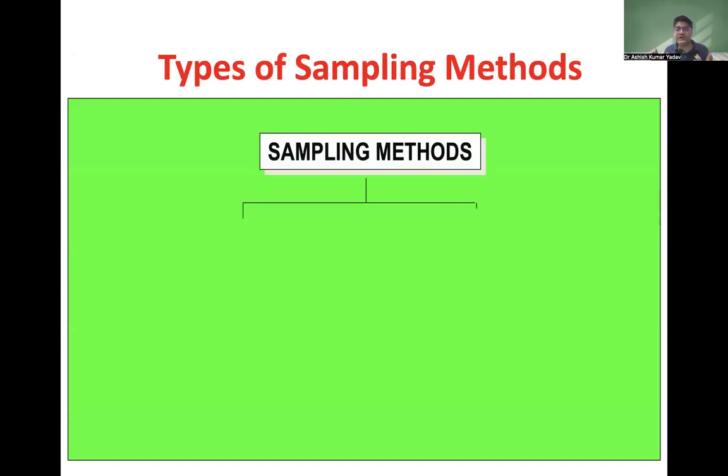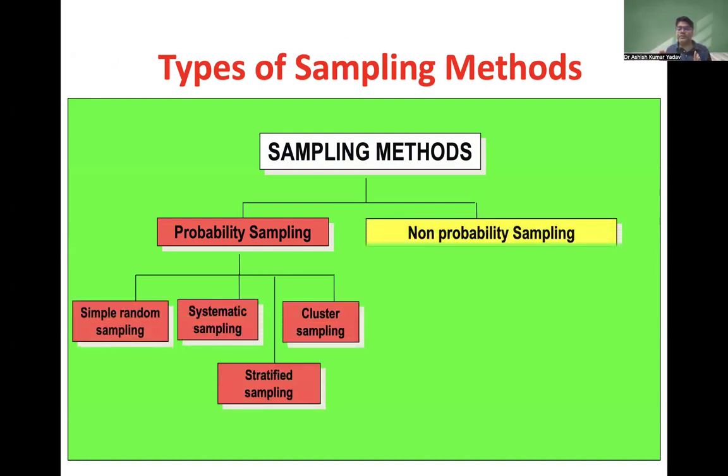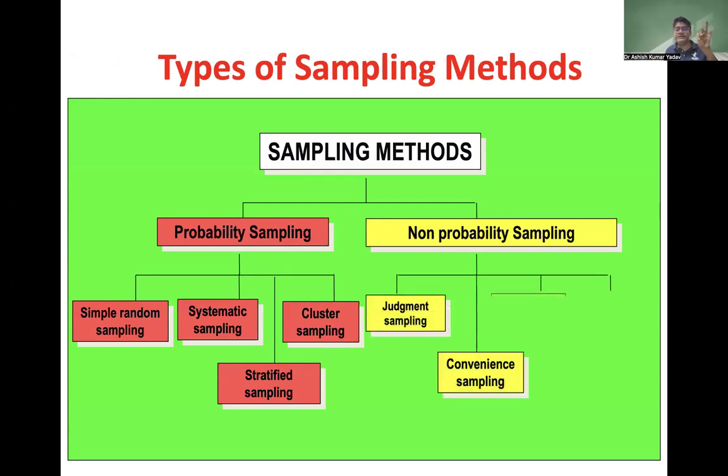So this is the gist of all the sampling techniques. Sampling techniques are broadly classified into two groups: probability sampling and non-probability sampling. Within probability, we have four types: simple random sampling, systematic, stratified, and cluster. And in non-probability, we have four techniques: judgmental, convenience, quota, and snowball sampling techniques.